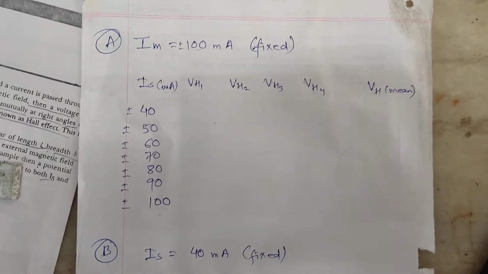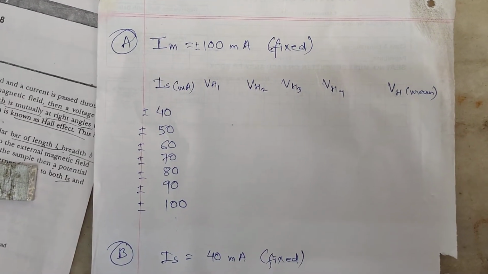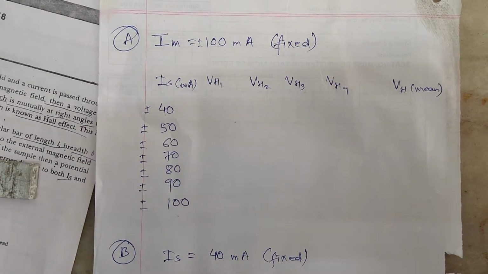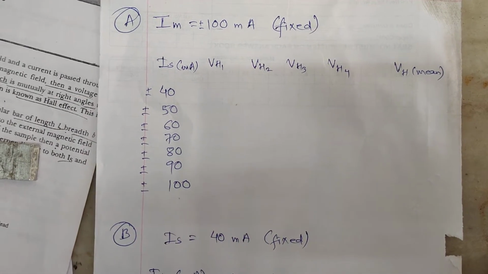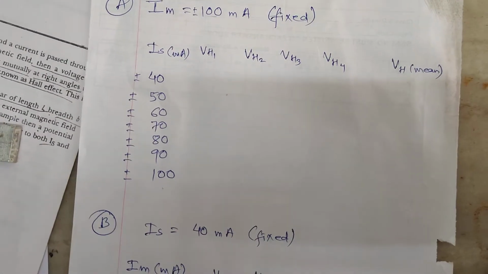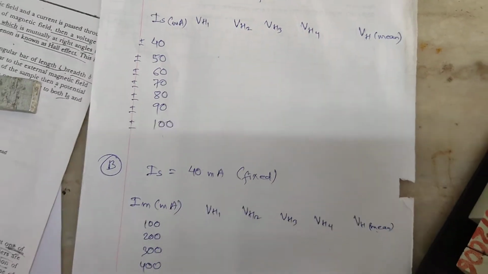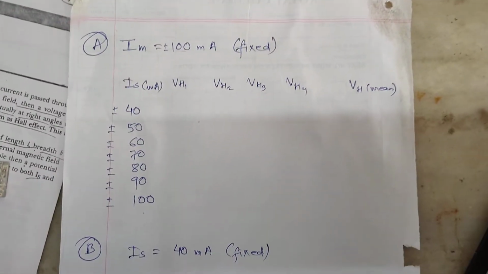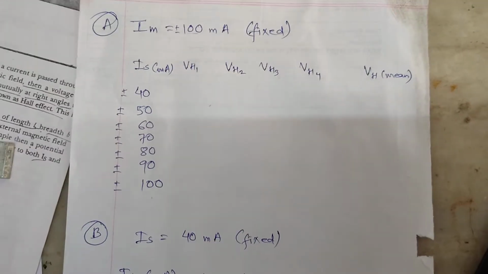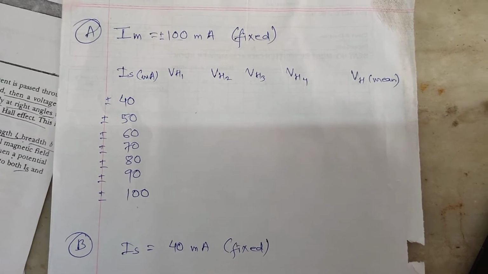So, how to go with this experiment: in the first part, I will fix Im, the magnetic current, constant, and we'll change the value of the probe current. IS stands for probe current. We'll change the value of probe current to 40, 50, 60, 70, 80, 90, 100, and measure the corresponding value of the Hall voltage. So we'll measure different values of Hall voltage.